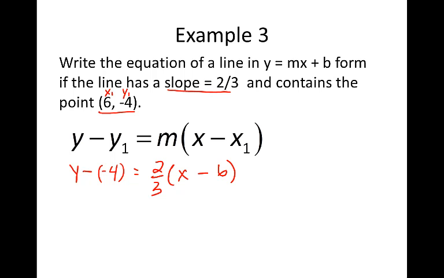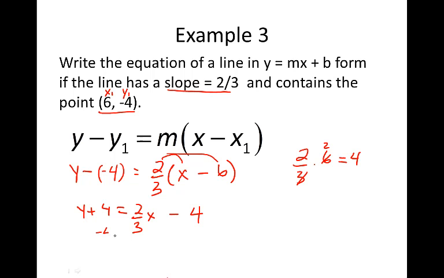Simplify. So we can do y plus 4 equals, and let's distribute the 2/3. So it'll be 2/3 x minus, now this is 2/3 times 6, right? So let me remind you how to do that. 2/3 times 6. 3 goes in the 6. 2 times 2 is 4. Okay, one step away. Solving for y again, we're going to subtract 4 from both sides. So I get y equals 2/3 x minus 8.